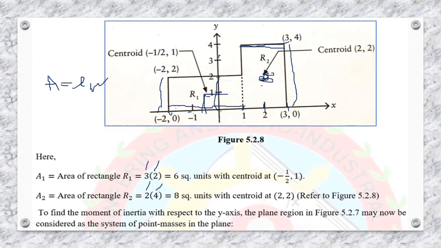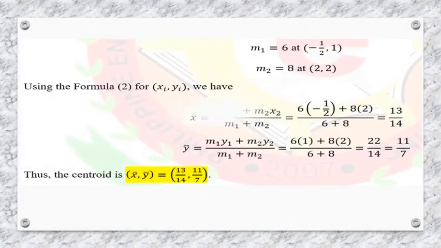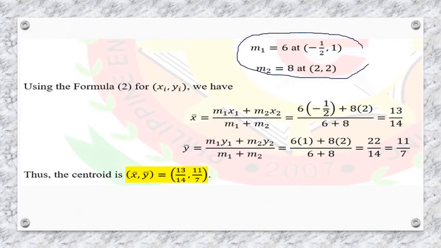Okay. To find the moment of inertia with respect to the y-axis, the plane region in the figure in the previous slide may now be considered as the system of point masses. So, ang magiging mass ng area rectangle 1 is equal to 6 at negative 1/2 and 1. Tapos yung m sub 2 naman is 8 at 2 and 2. So, ito yung nakuha natin doon sa area ng rectangle.